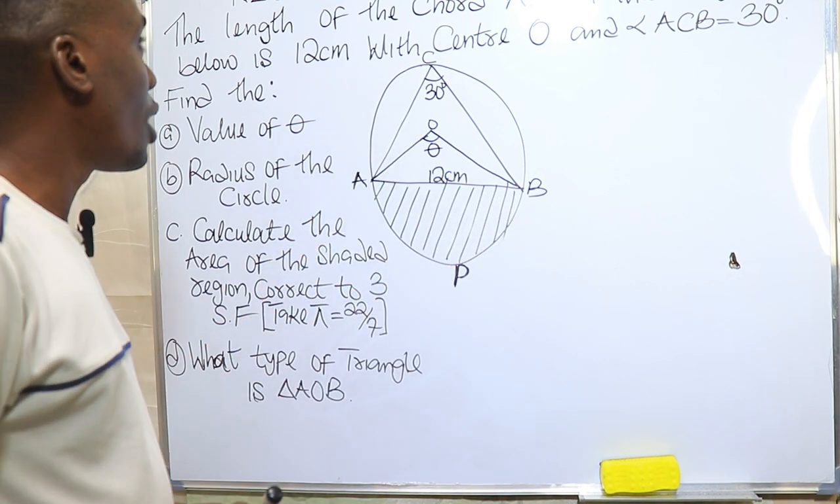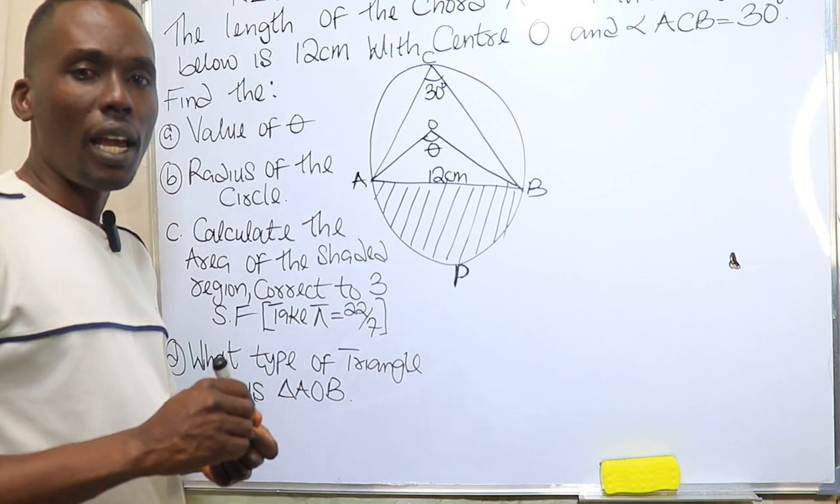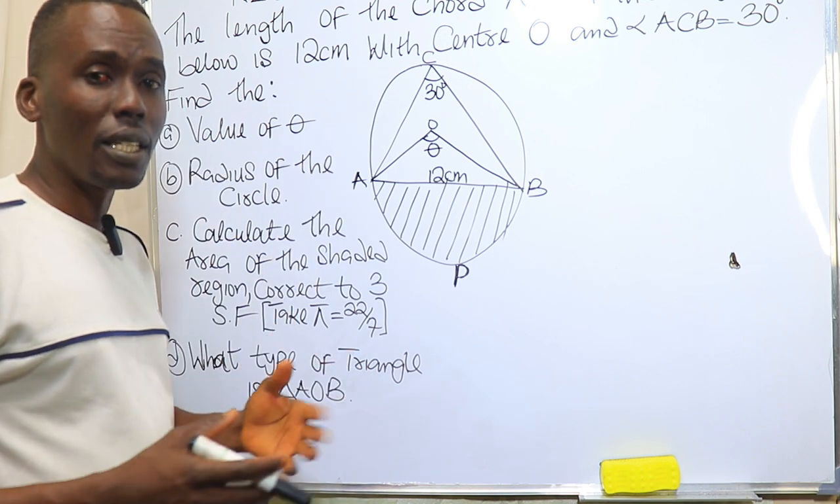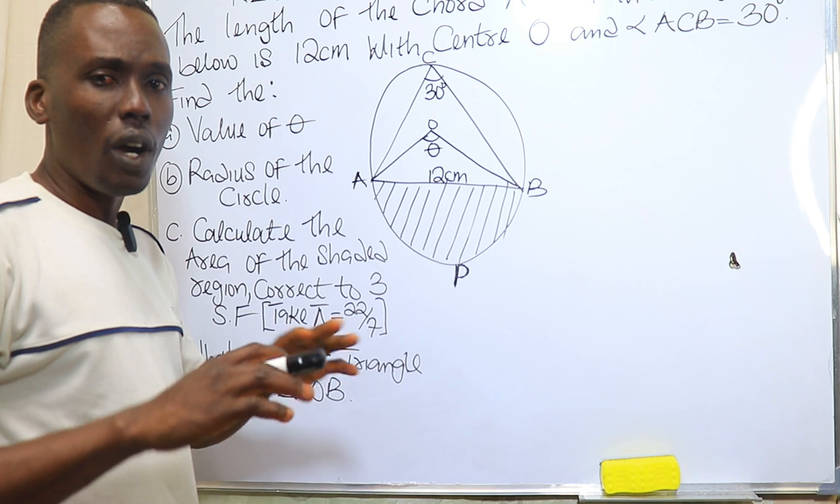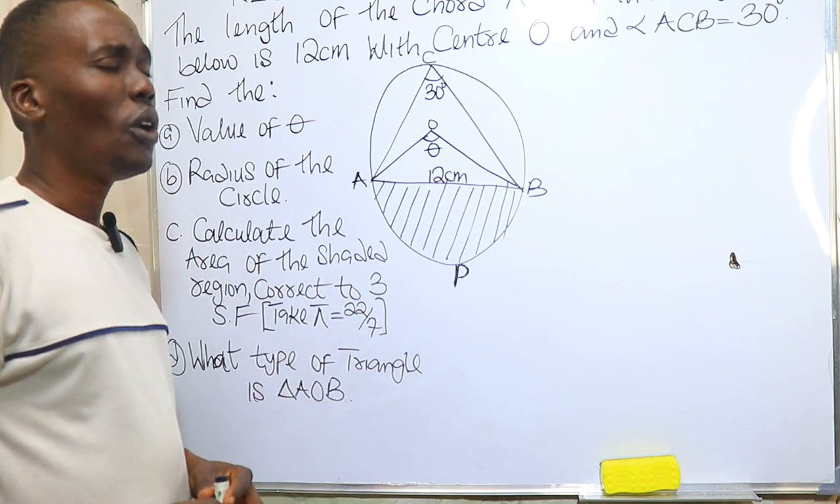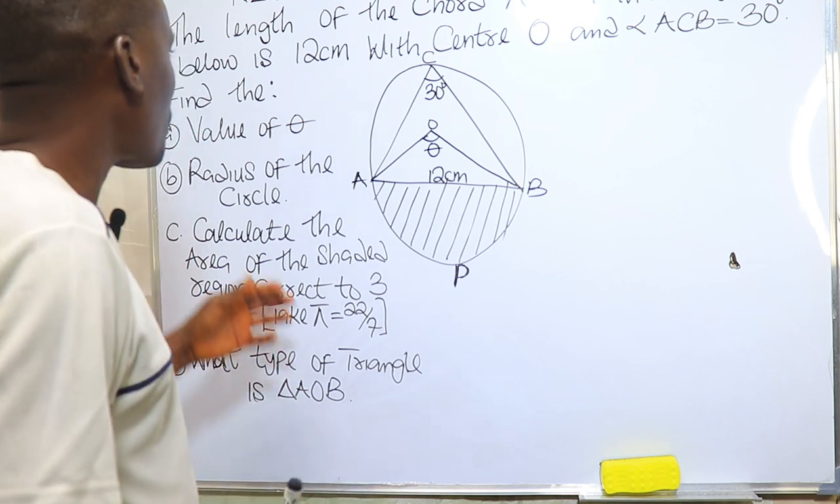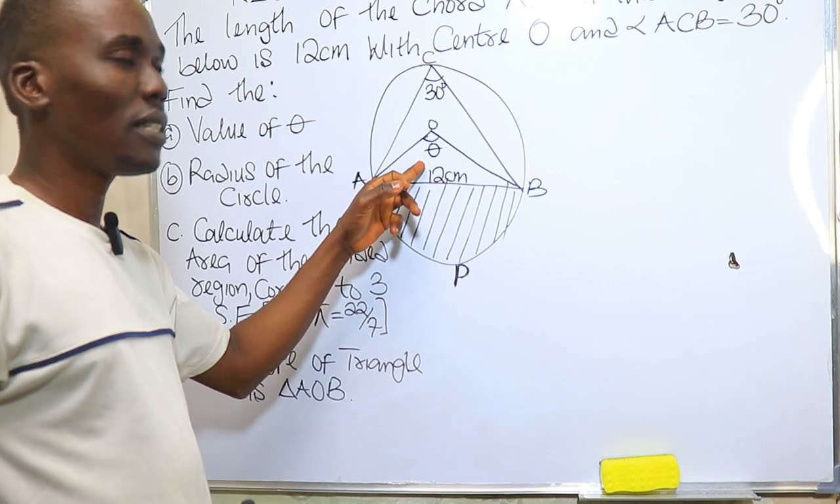Now, this is NECO 2023 paper 2 question 3 exam question, and we are asked to solve this. This is a typical question you can see in your WAEC, GCE or NECO. How can you solve this question on circle theorem? Let's get started. We are asked to find the value of theta first.